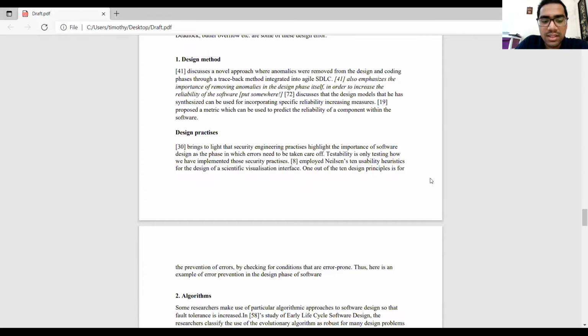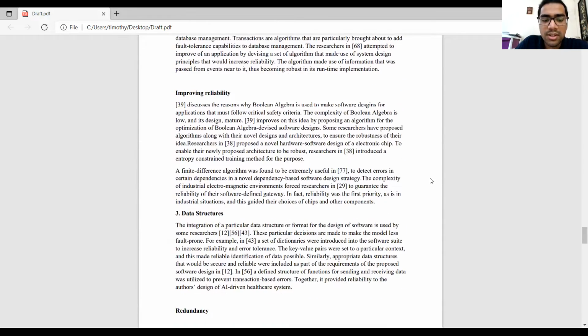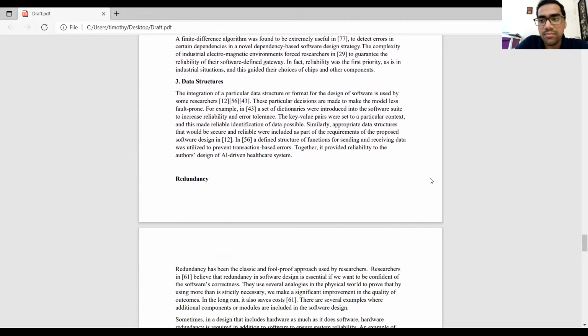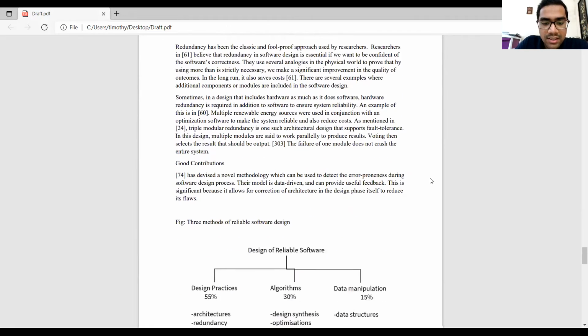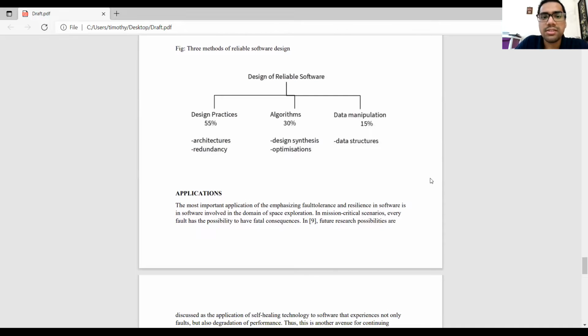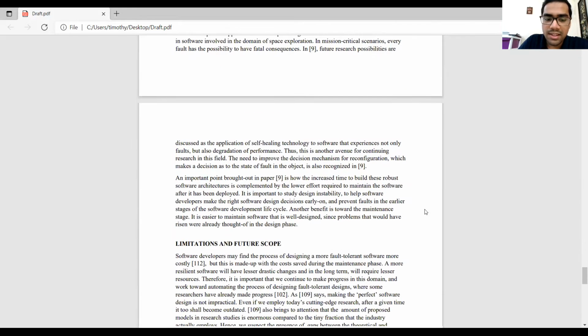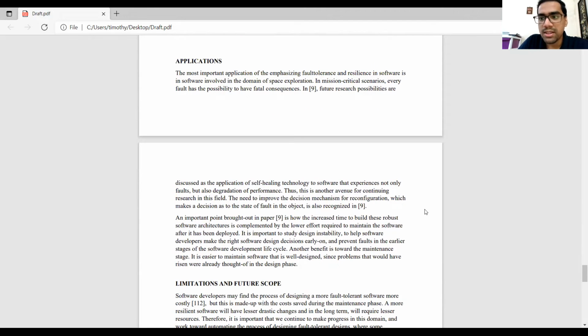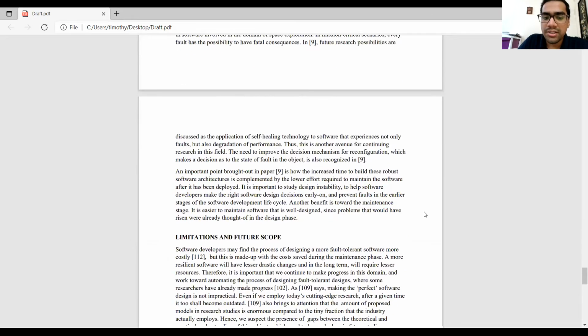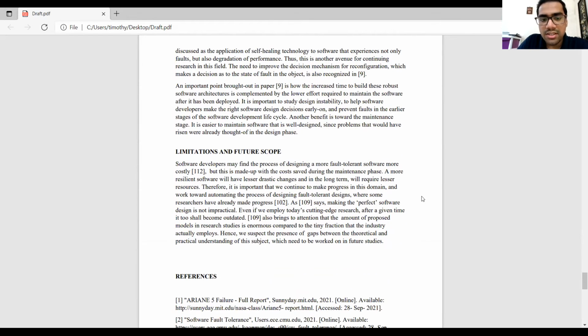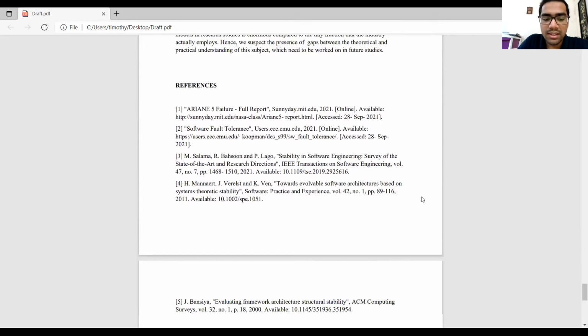And then we talk about the 3 methods, 1, 2, and 3, that were about research question number 2, that is what are the particular practices that were being used. And then finally, the 3 methods of reliable software design that I got from my paper. And finally, the applications of my paper are where this research is beneficial, because, as I said before, of lesser cost during maintenance, and also because of mission critical scenarios. And then finally, the limitations and the future scope of the paper, and then my references.